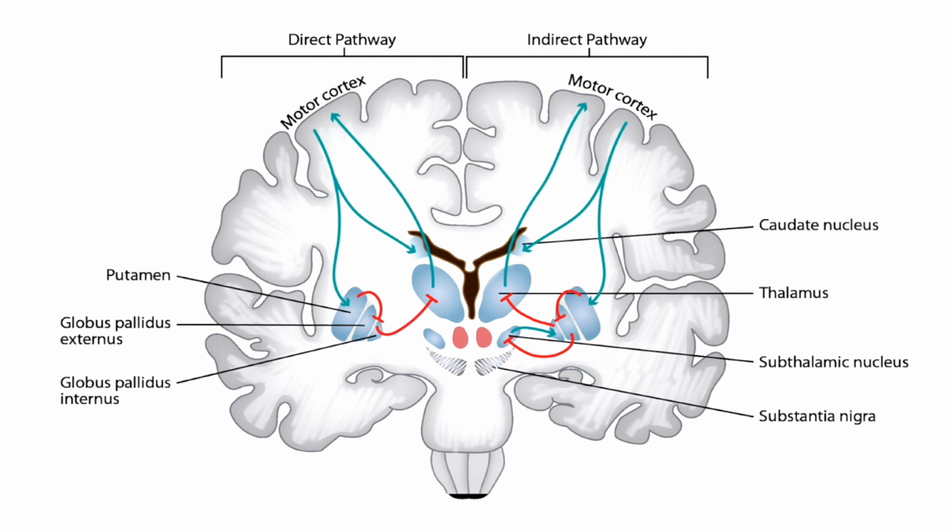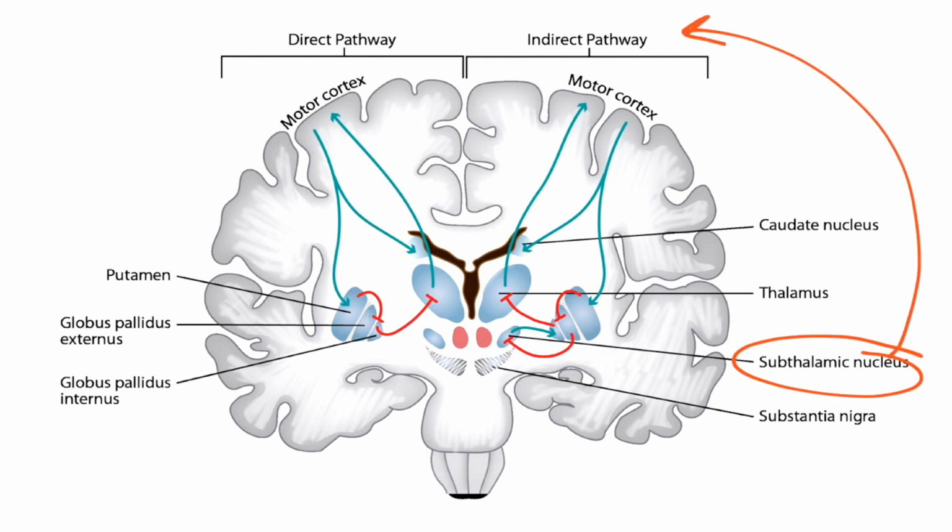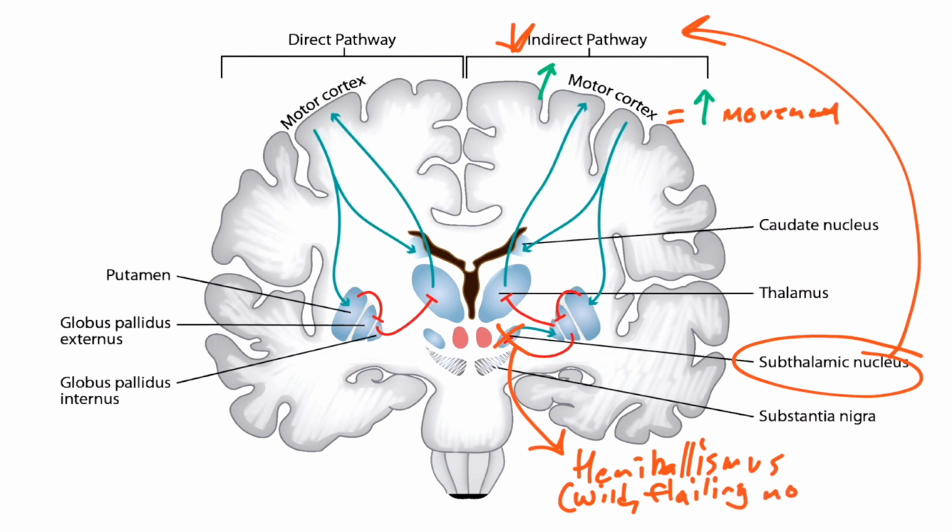Here's the full image of figure 8.3 from your text, and notice that if you damage the subthalamic nucleus, you will cause dysfunction of the indirect pathway. So you will see signs of lack of inhibition, because remember that the indirect pathway decreases motor cortex stimulation, which decreases movement. So if you decrease the indirect pathway, you will actually increase motor cortex stimulation and increase movement, which leads to wild flailing movements known as hemiballismus. So remember, whenever you get damage to the subthalamic nucleus, you're going to get hemiballismus, which is the wild flailing movements.